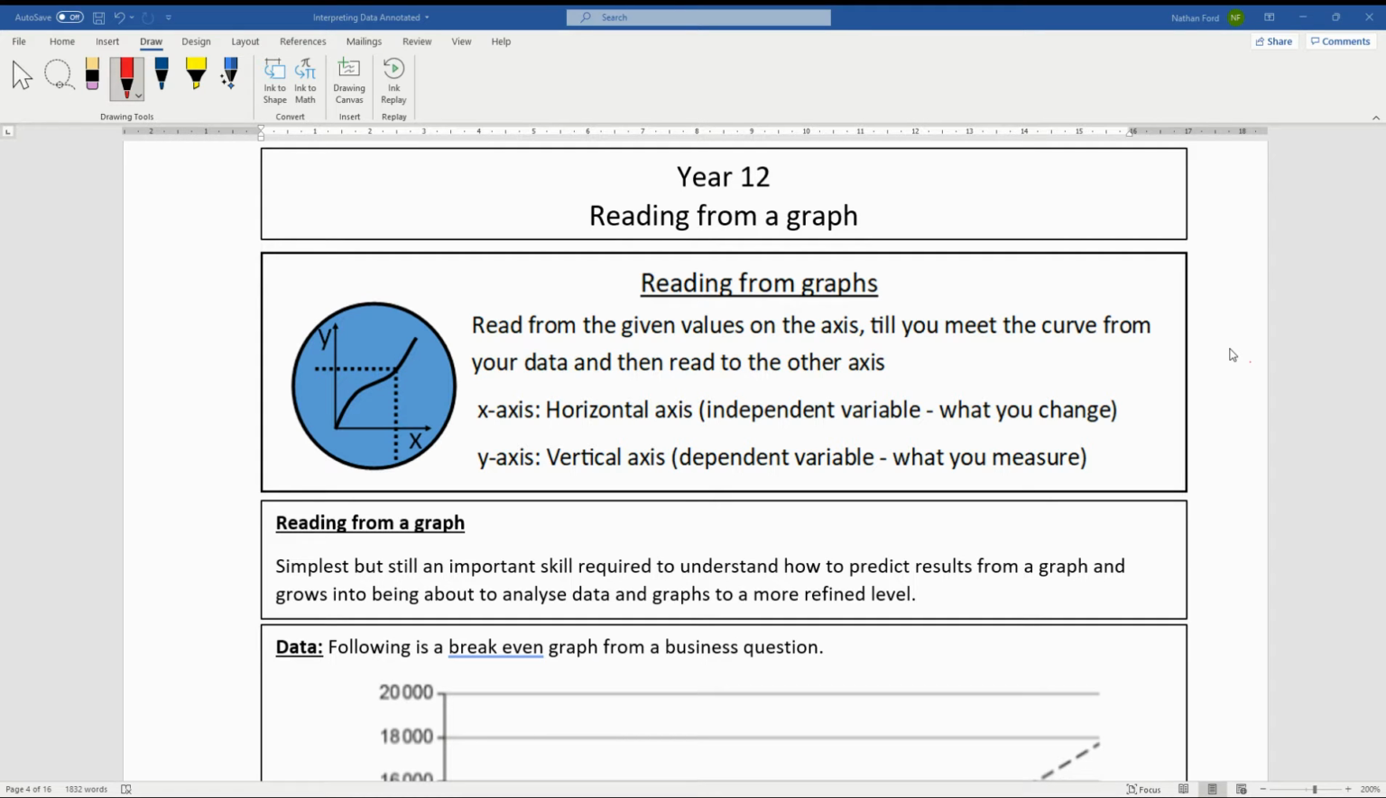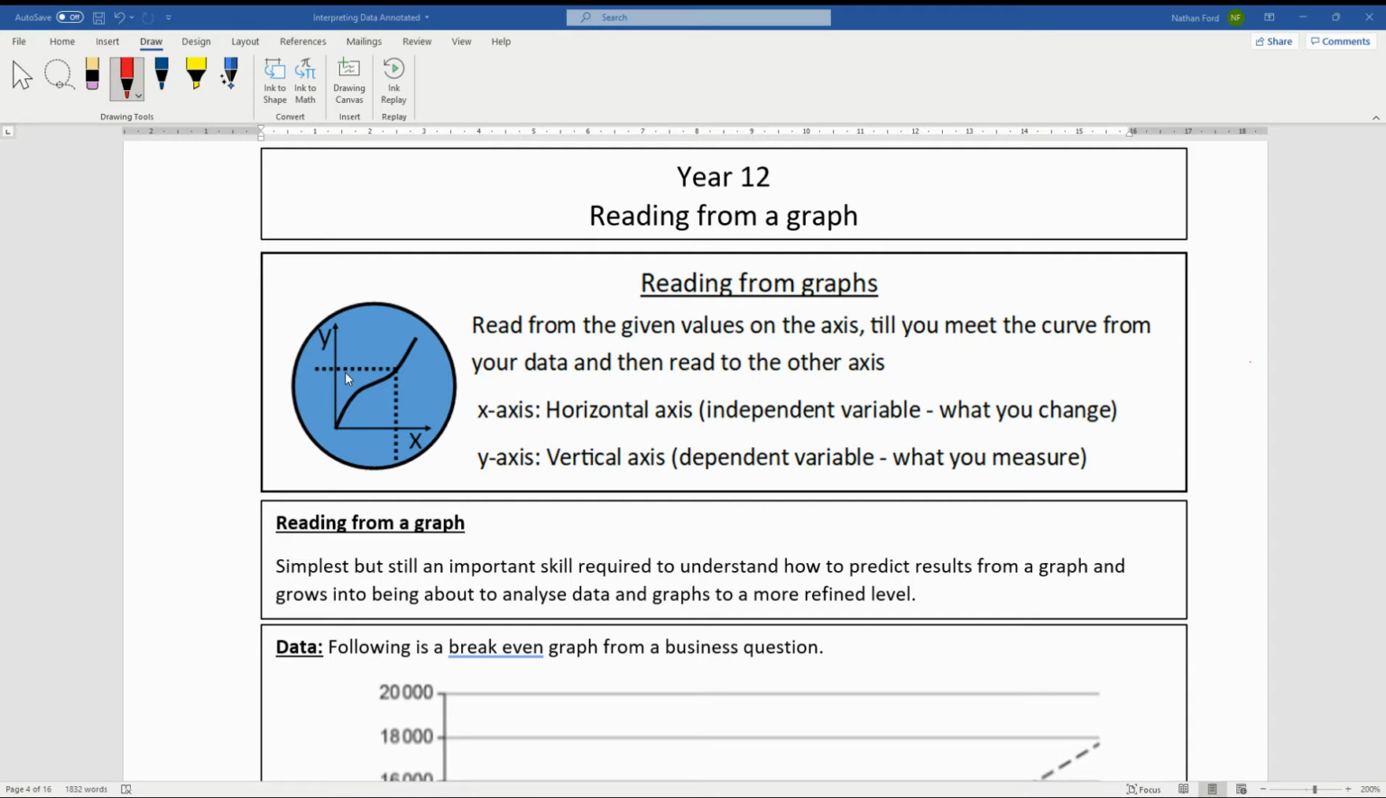To be able to read from a graph, all you need to do is have a look at one of your axes, either your x or your y axis. You will then read up from that value following the grid lines. As you can see from this dual coded piece here, you read up from your grid lines till you meet your actual graph or your curve from your data, then you read across to the other axis. That's it. But it has such an application to different types of graphs and so many different things that you can incorporate this throughout all of your A-level studies.